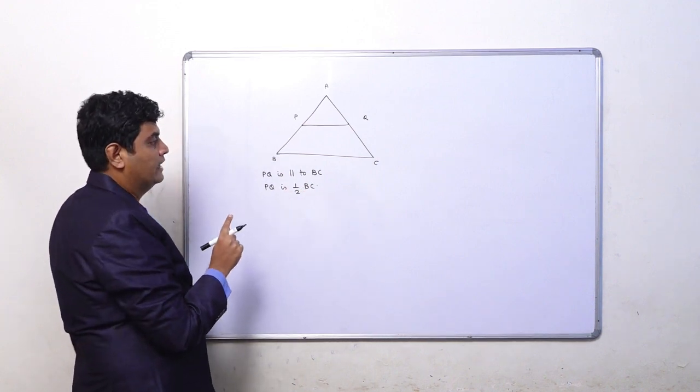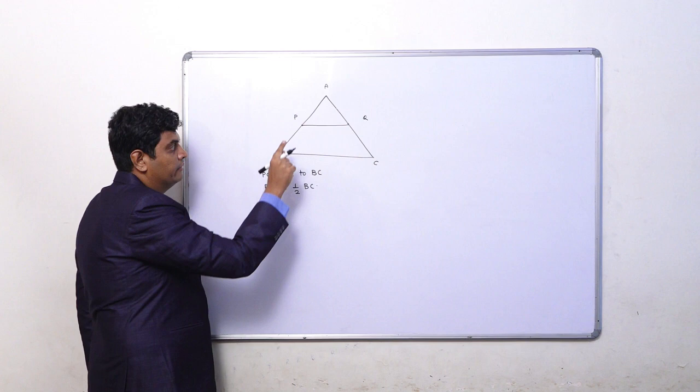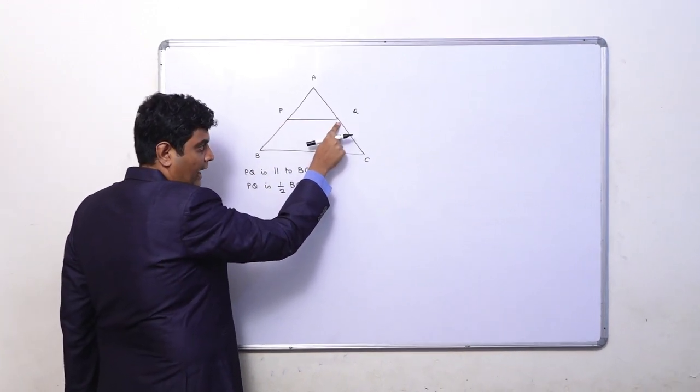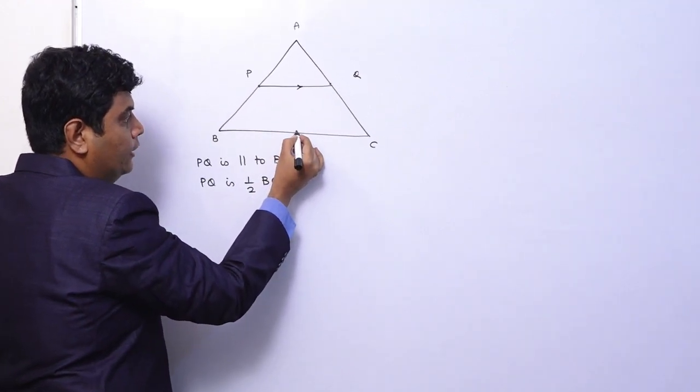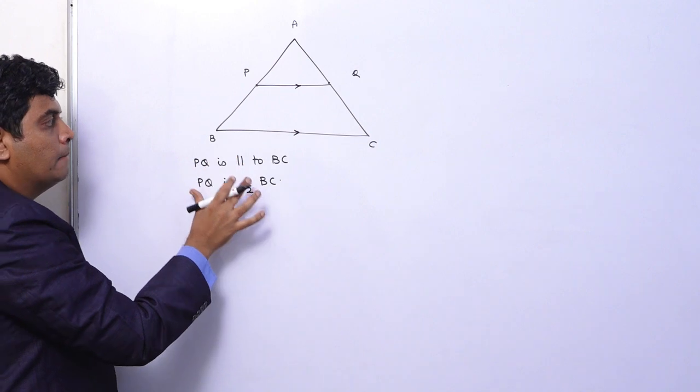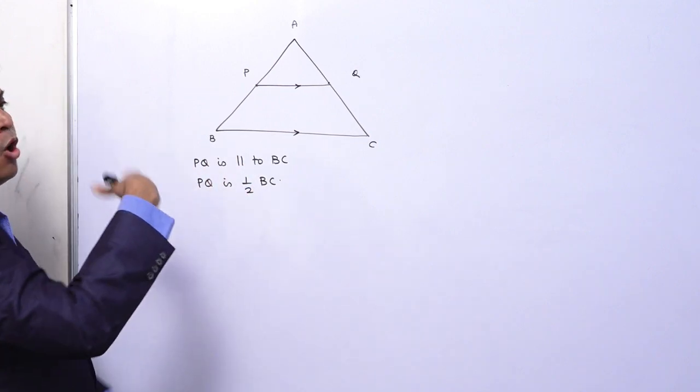So what does the theorem say? In a triangle, the line segment joining the midpoints of two sides of a triangle is parallel to the third side and half of the third side. This is the midpoint theorem. Now its converse.